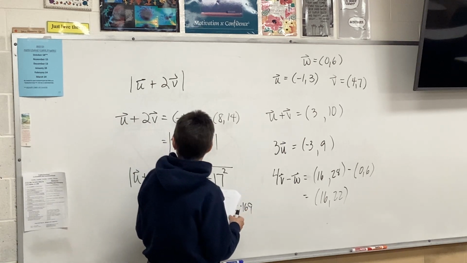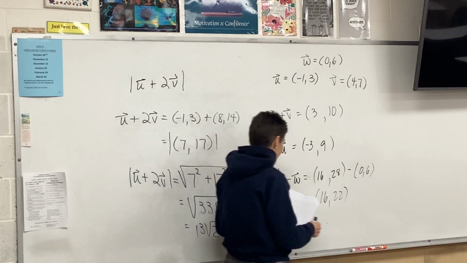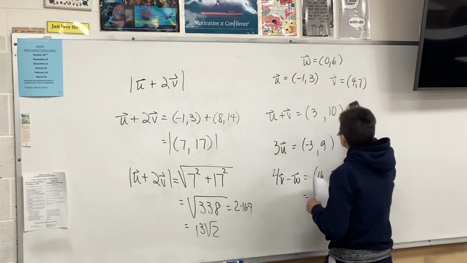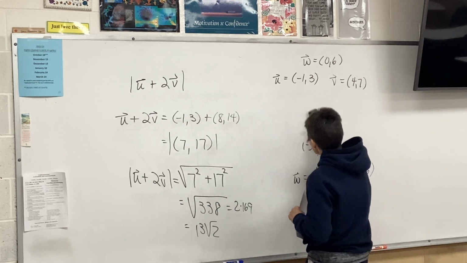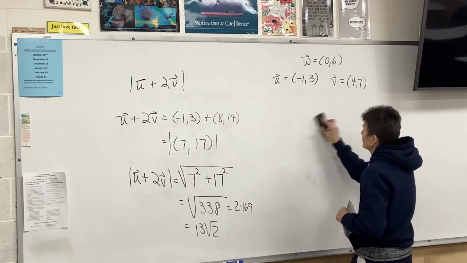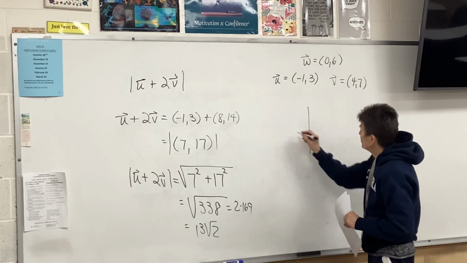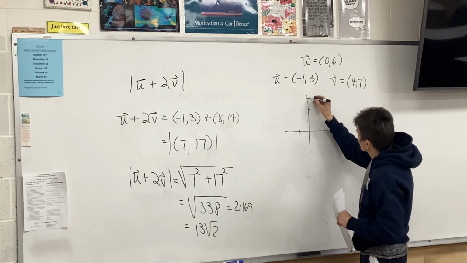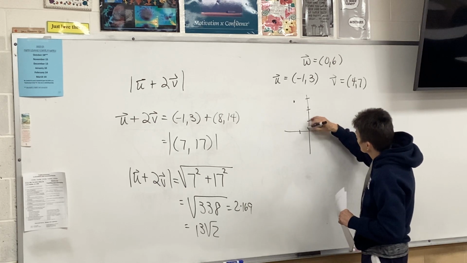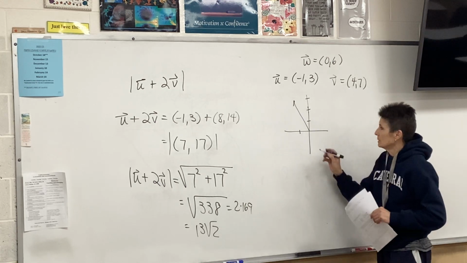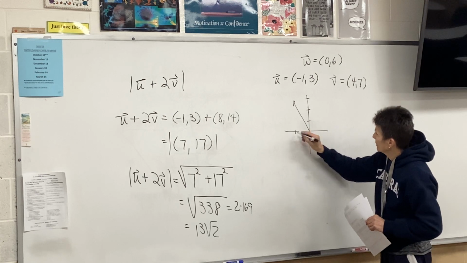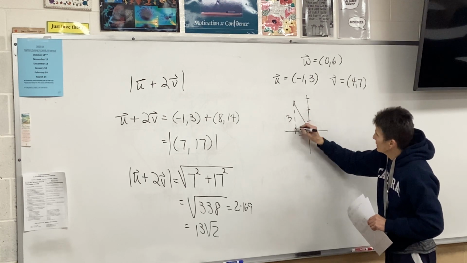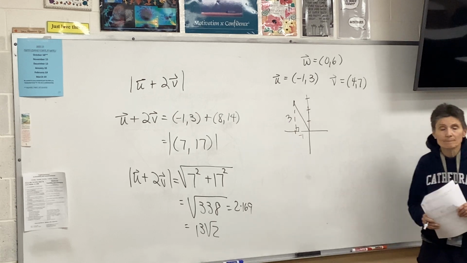Now we're ready for E, right? E. Find a unit vector in the direction of U. Okay, so let's look at U first of all. Let's just look at U. U is the vector that goes left 1 and up 3. So here is a picture of U. It goes left 1 and up 3. There it is. There's a picture of it.